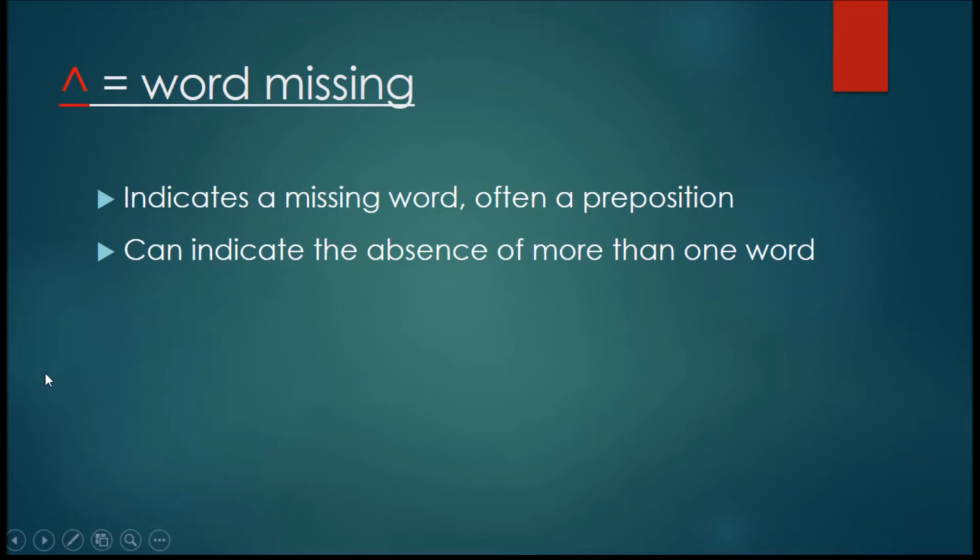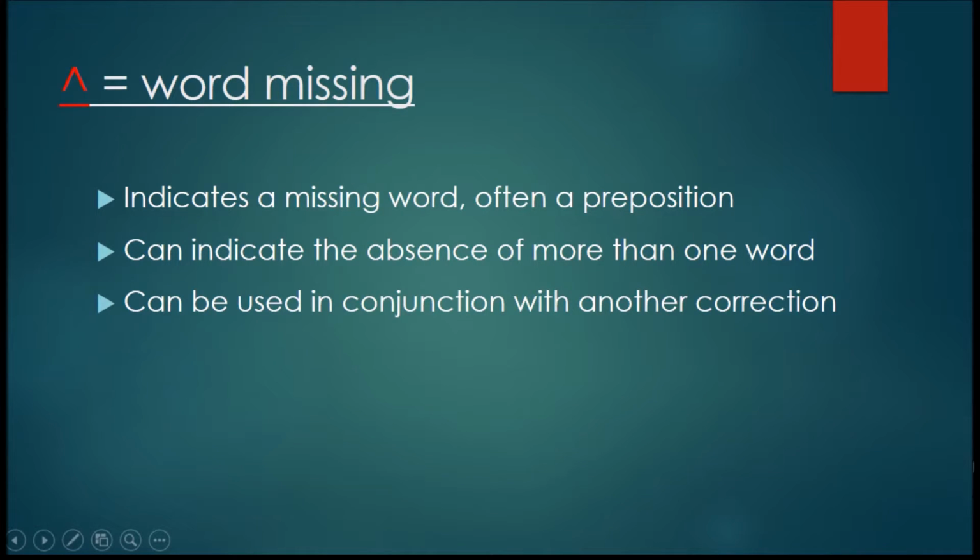However, the code can also indicate the absence of more than one word. So if you see this, it might be a question of coming up with connected words to locate the appropriate correction. And also, this correction code might be used in conjunction with another correction. So you might have a word that is incorrect, but it also needs to be combined with another word.